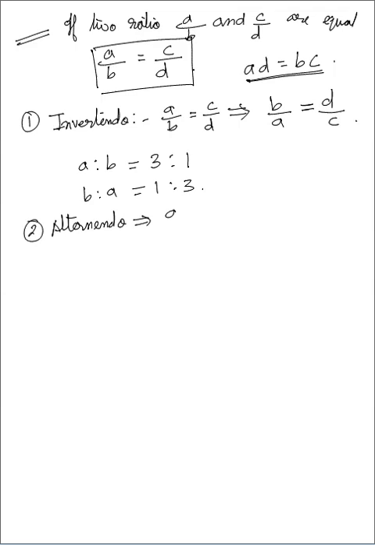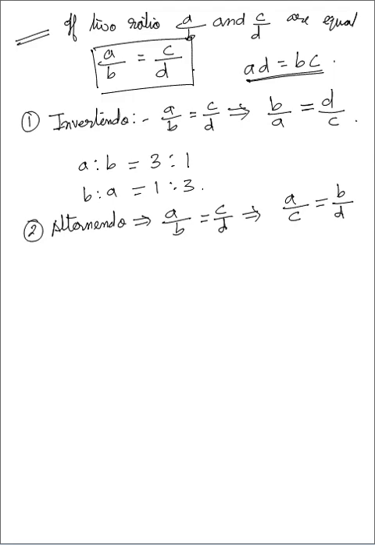Here also the condition is the same, A by B is equal to C by D. So what does alternando say? You just have to take the numerators on one side, so it will be A by C is equal to B by D. Okay, you can check by taking any of the numbers.